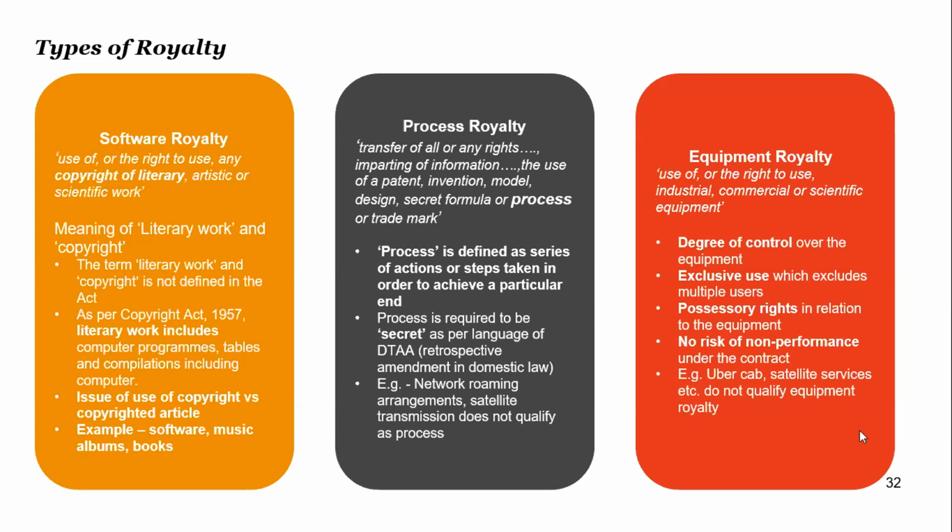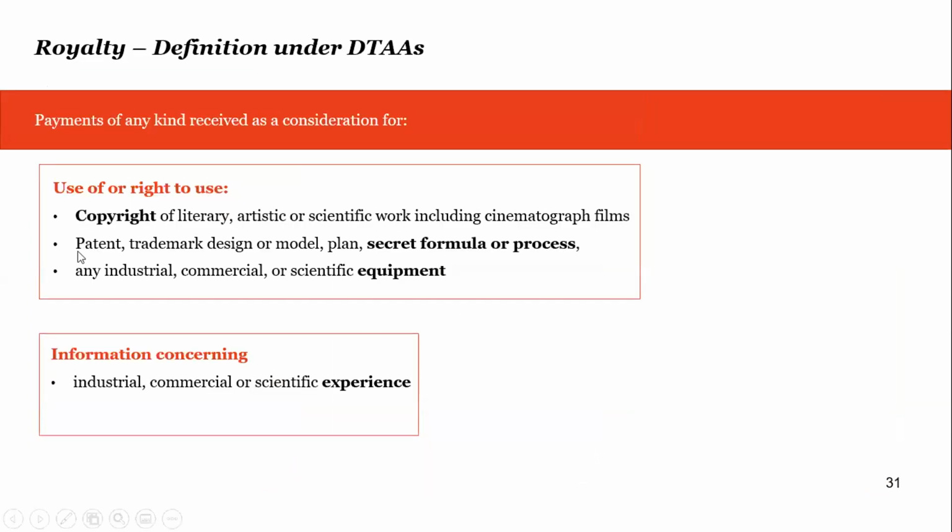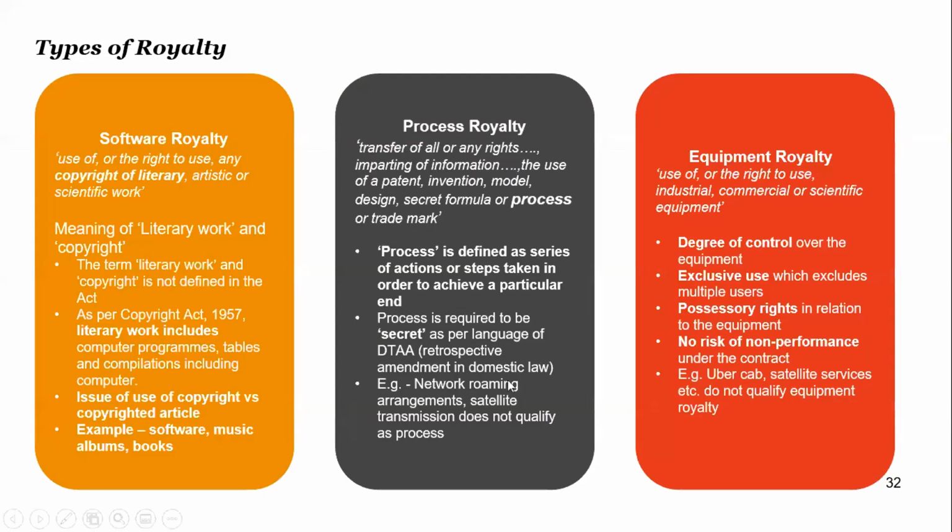I'll just go back one slide. The language of the treaty says use or right to use any patent, trademark, any secret formula or process. There are loads of judicial precedents on whether this process needs to be read along with the secret formula or is an independent process. A lot of judicial precedents say that this process has to be read along with secret formula, and therefore the process also has to be a secret process to be considered as royalty income.